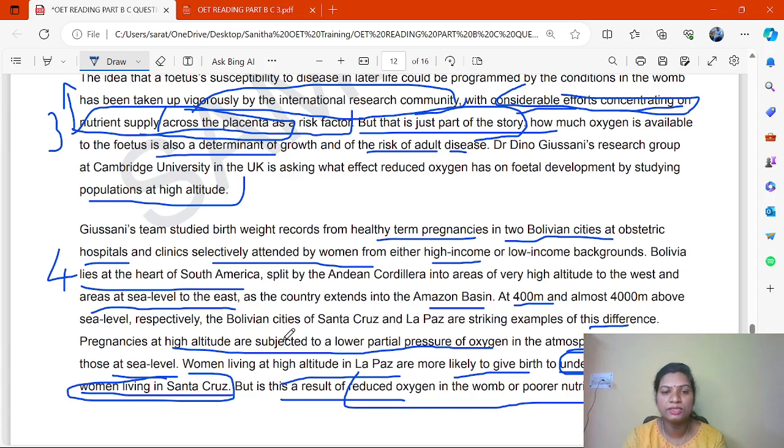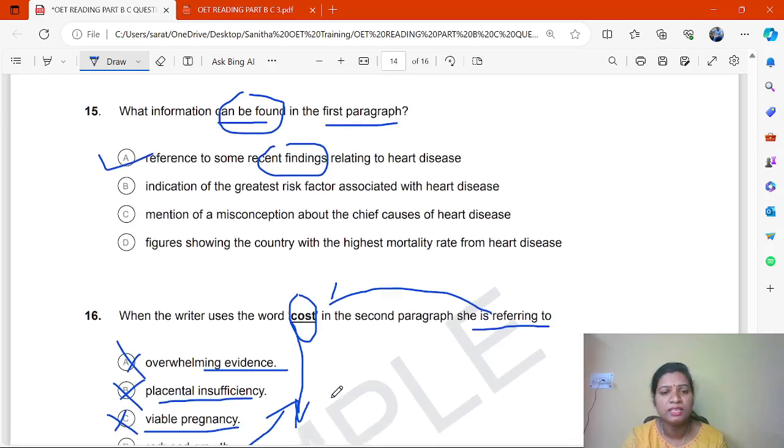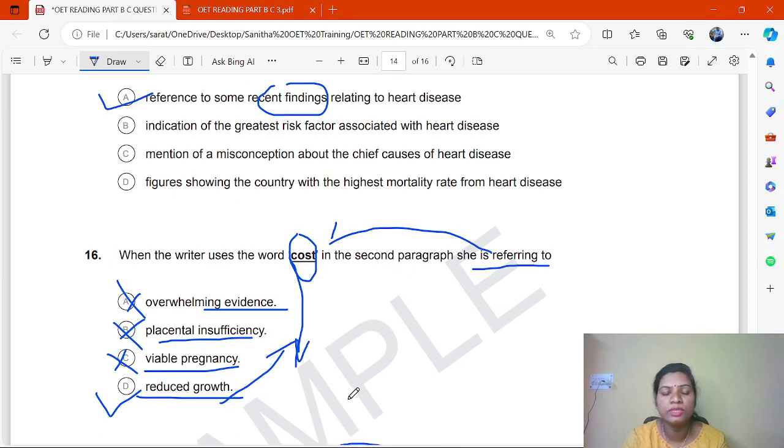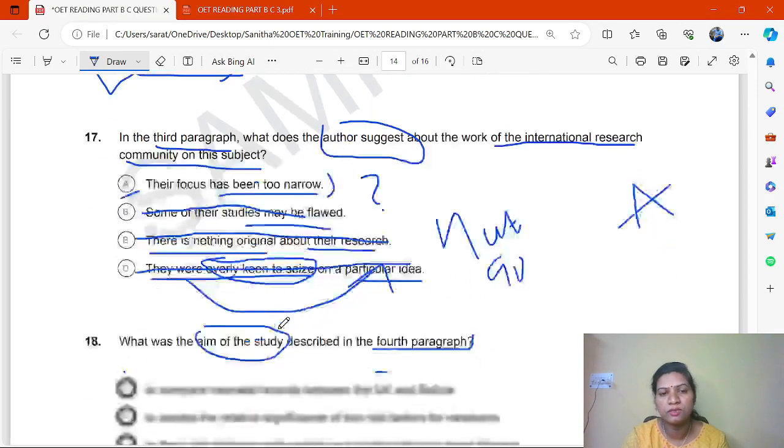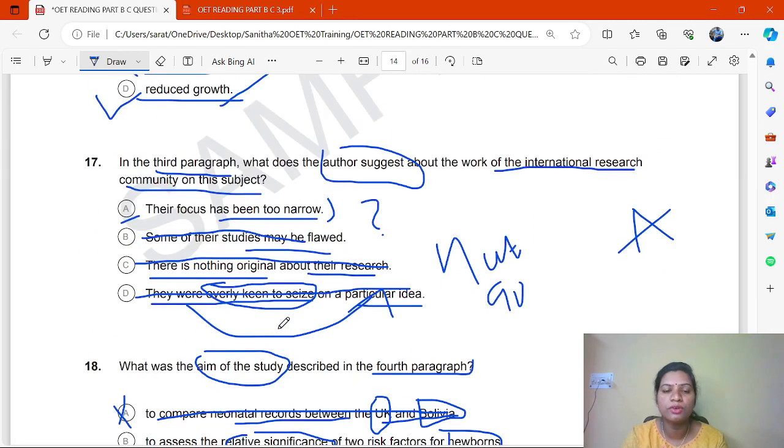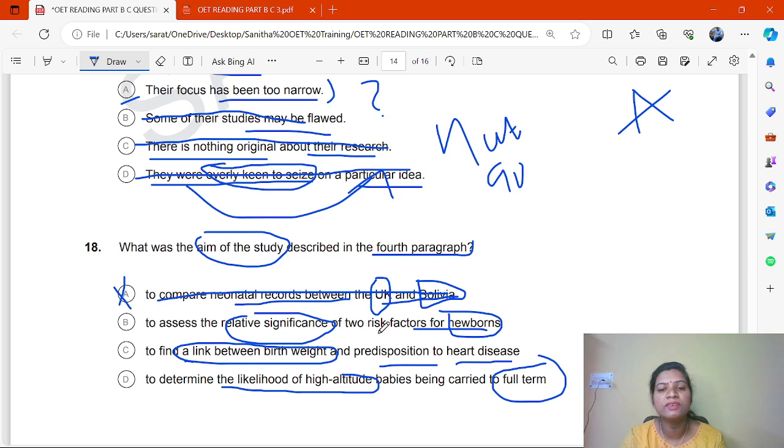See, pregnancies at high altitude are subject to lower partial pressure of oxygen in the atmosphere compared with those at sea level. If it is high altitude, the pressure of the oxygen is low. So because of that, most babies born there are underweight compared to sea level. And they are discussing what the cause is, because the pressure of oxygen is low, to assess the relative significance of two risk factors.